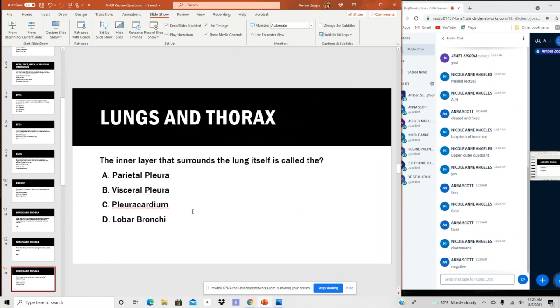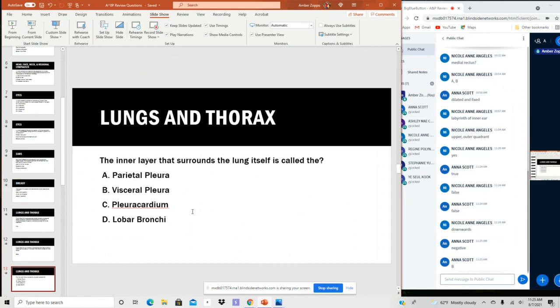The inner layer that surrounds the lung itself is called the visceral pleura, or is it called the pericardium, or the lobar bronchi? What do you guys think? A, B, C, or D? The inner layer that surrounds the lung itself is E, right?